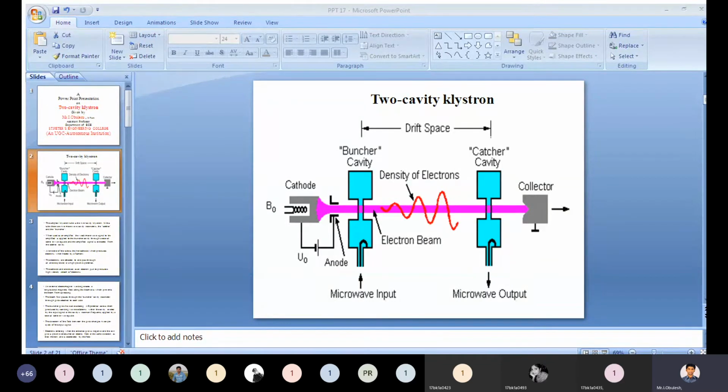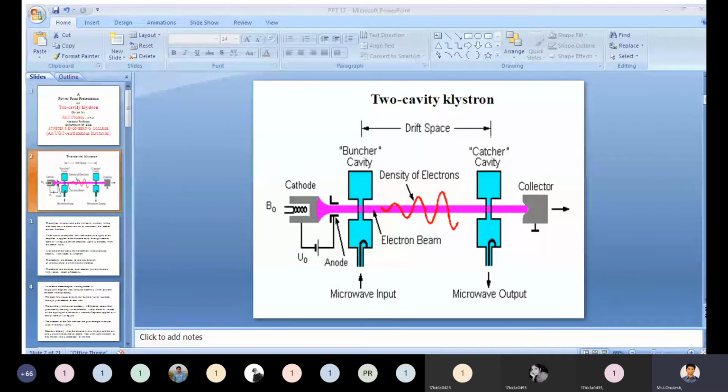Coming to the next one, klystron oscillator. We already discussed that inside you have an oscillator. You know the basic function of an oscillator. What it means is that without giving any input signal, either a general oscillator or a klystron oscillator will be generating an output signal.